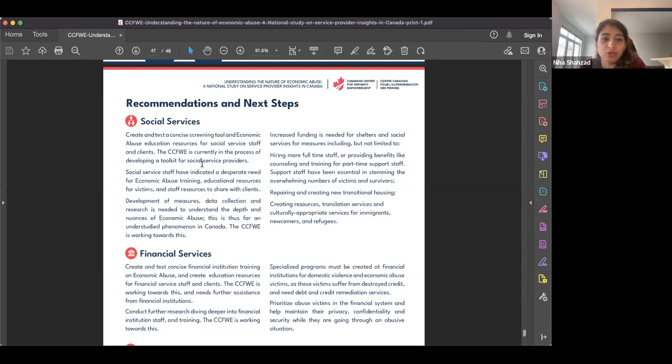Social service providers told us that they need economic abuse training and educational resources for victims and staff that they can just easily share with clients. So CCFWE is developing a fact sheet that can be easily shared from the social services side with their clients to walk them through what economic and financial abuse means.